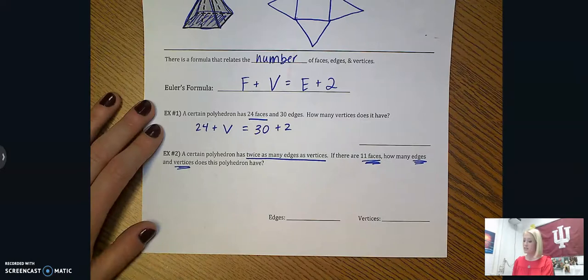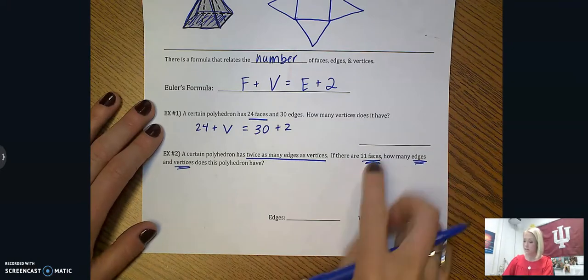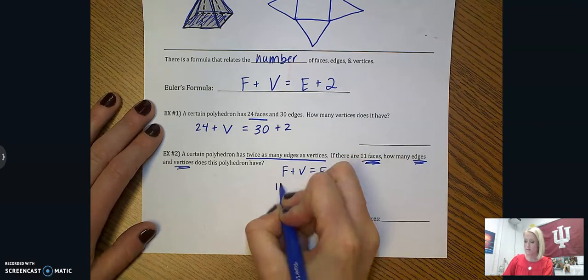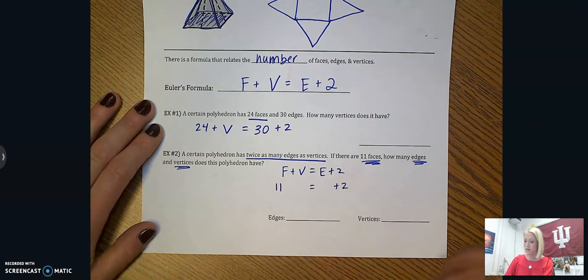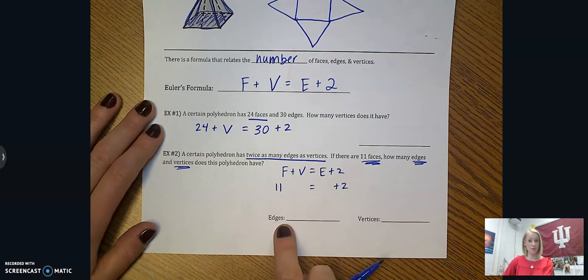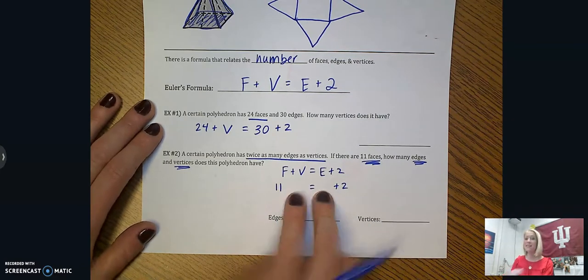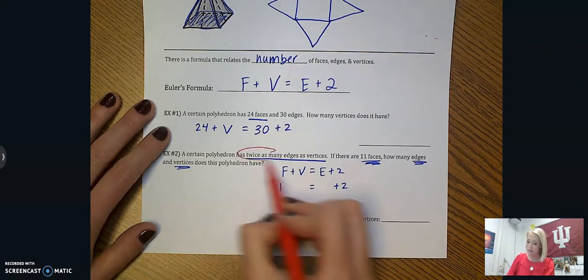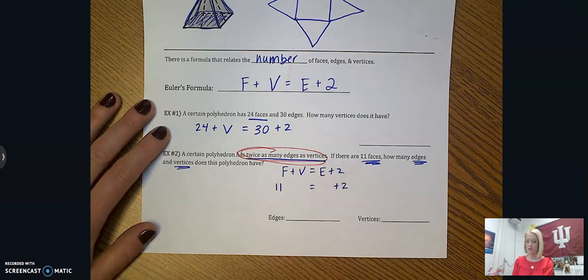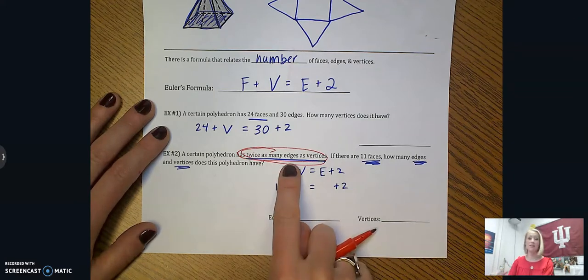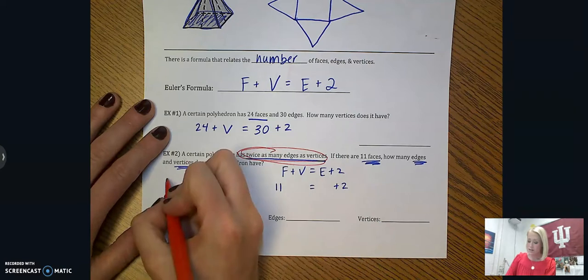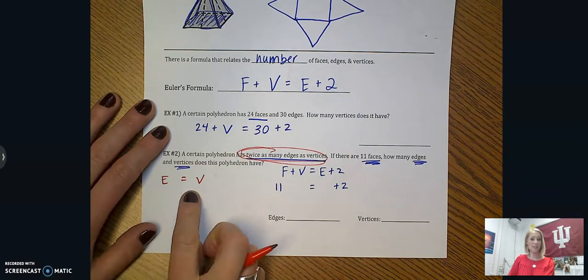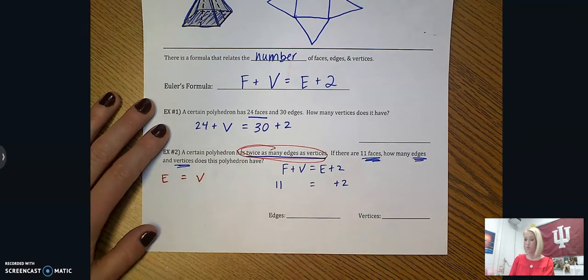So what I want to do here is work with Euler's formula. I know that there's 11 faces, so here's my formula. There's 11 faces. I know that should be plus 2, but I don't know edges and vertices. So if I keep V and E, I can't solve it because there's 2 variables. So that's where I have to come back to this piece of information. There's twice as many edges as there are vertices. So think about how those 2 things are related, edges and vertices. They're not equal. There's twice as many edges.